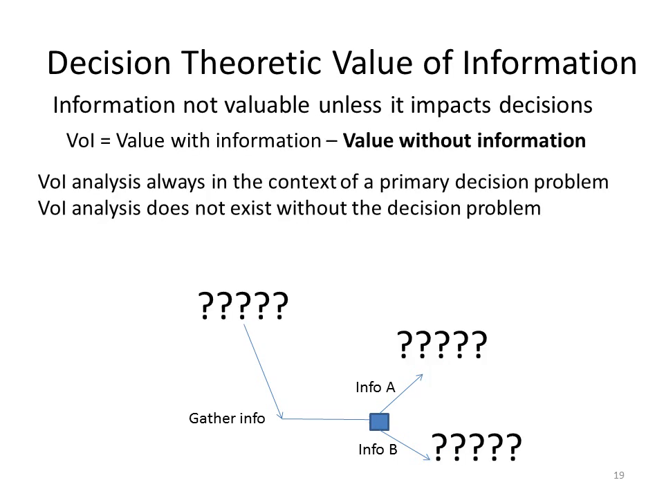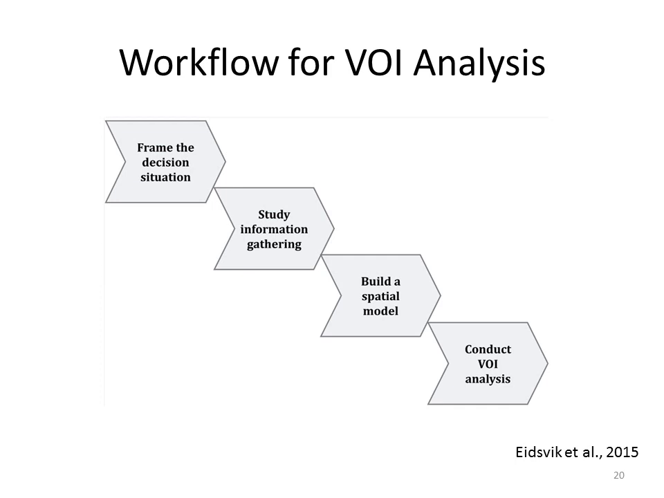So VOI analysis, in this sense, does not exist without defining that initial decision problem. So that's the value without information, the initial decision problem, the primary decision problem. So the workflow for VOI analysis first has to frame that decision problem. That's very important. And only then can we start studying information gathering, building spatial models, and so on. But framing the decision problem, the decision situation, is very important.